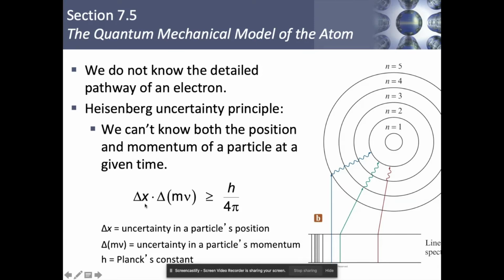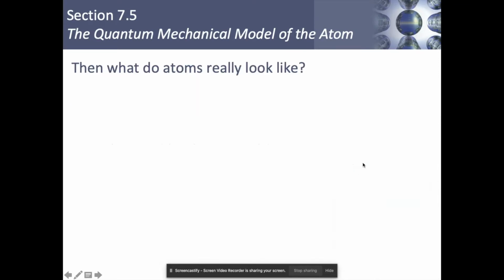But what we have here is delta x, which is the uncertainty in the particle's position. We have delta mv, which is the uncertainty in the particle's momentum. And then you have this little symbol here, greater than or equal to h, being Planck's constant divided by 4 pi. So this is kind of a mathematical representation of the Heisenberg uncertainty principle. And it's one of the main reasons why, like we just said, the Bohr model of the atom isn't exactly very precise.